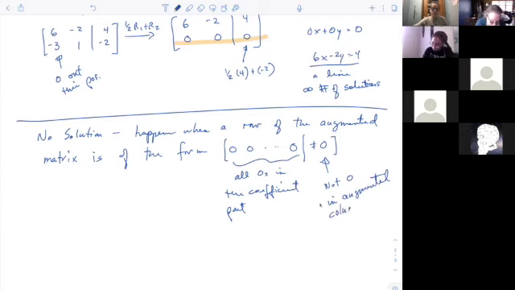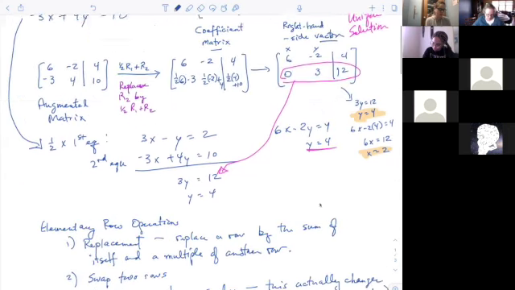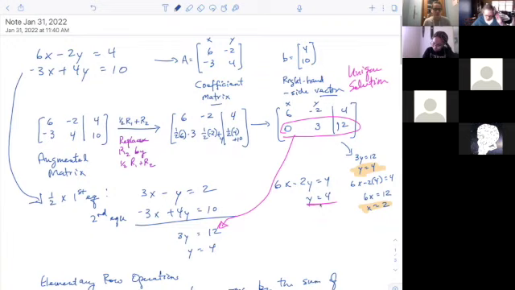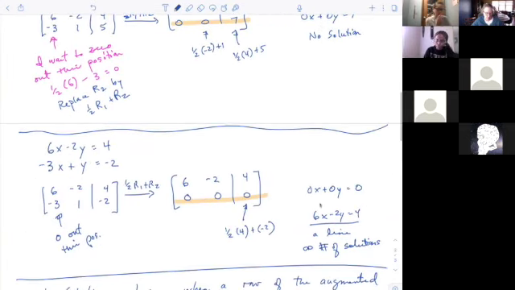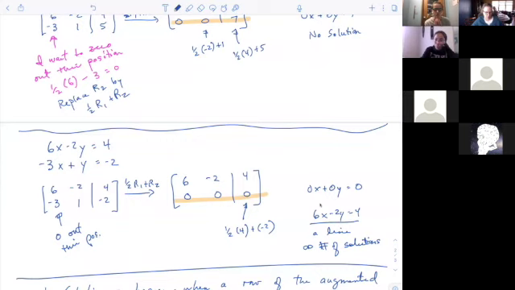I have a question. So looking at the two previous examples, like the first one, since 0x plus 0y equals 7, there's no solution to that. But with the second one, if the top equation instead of 6, -2, and 4 was like 0, -2, and 4, would it still have infinitely many solutions just because the second one has all zeros?